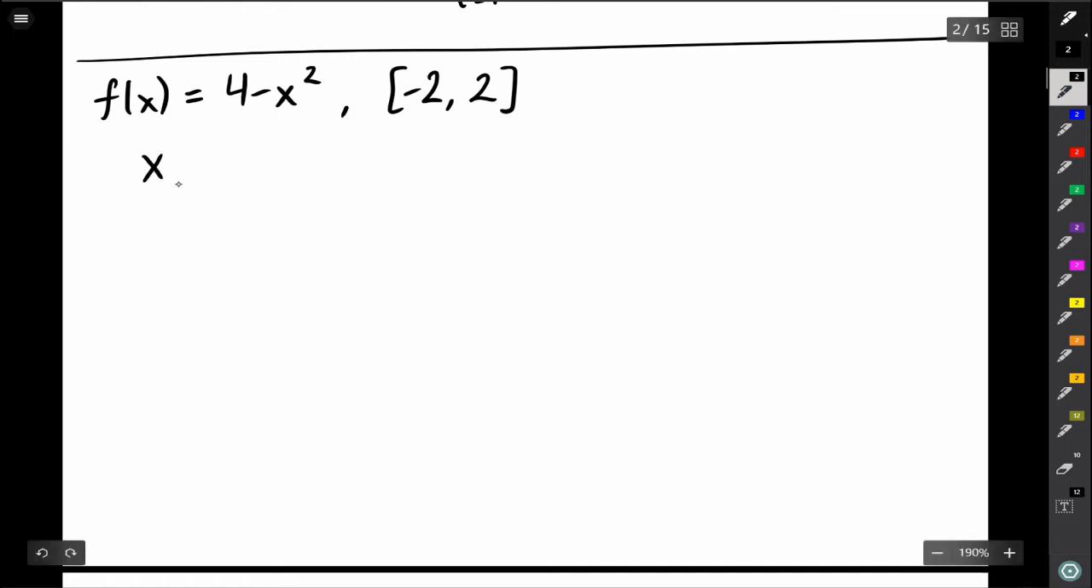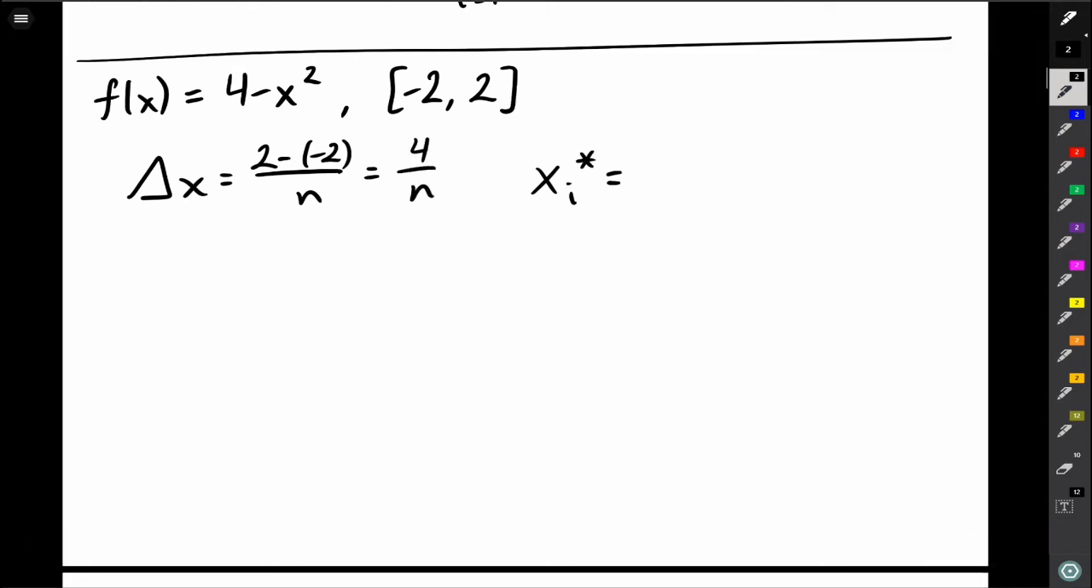We have to compute an xi star, and we need, I should write these in the other order. We actually want to start with delta x, and then we're going to need an xi star. All right. So let's start with delta x. Delta x is going to be b minus a over n. So this is 2 minus -2 over n, which is 4 over n.